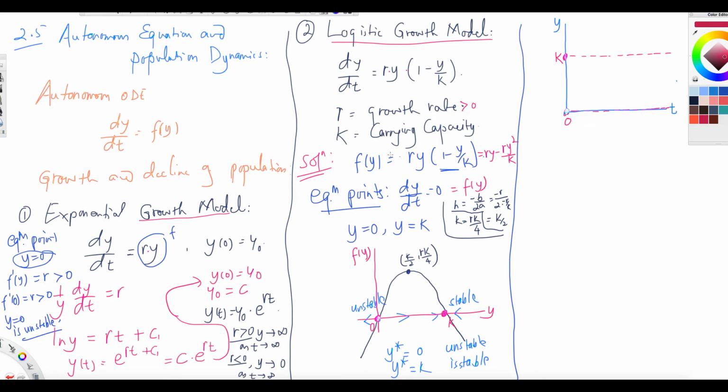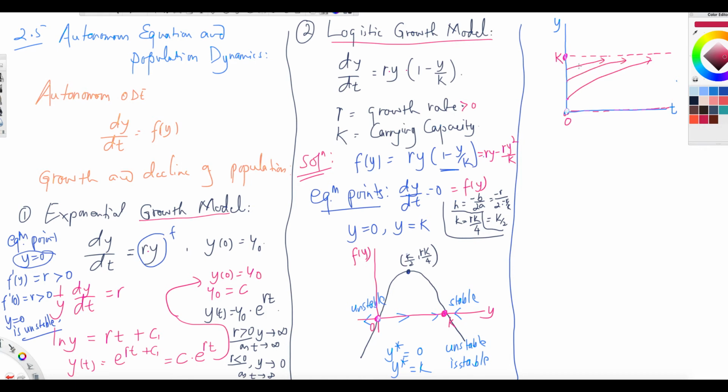So since y is the population, let us say that the beginning population is greater than or equal to 0. So what you can see is if you start at 0, it will stay there. Okay. If you start anything between 0 and k, it will go up. You see that? Start between 0 and k, it will go to that k. So if you start here, it will go like this. Okay, the direction field will look like this.